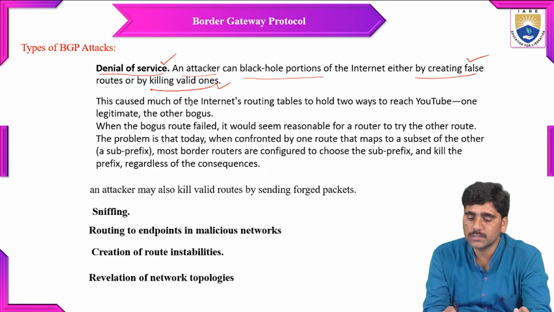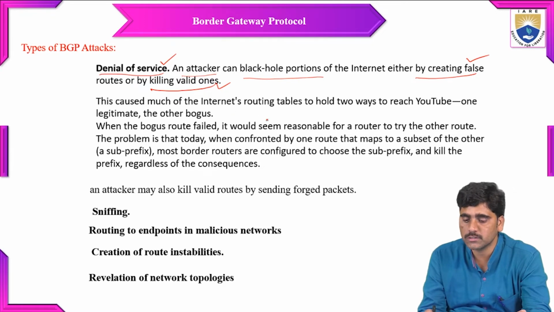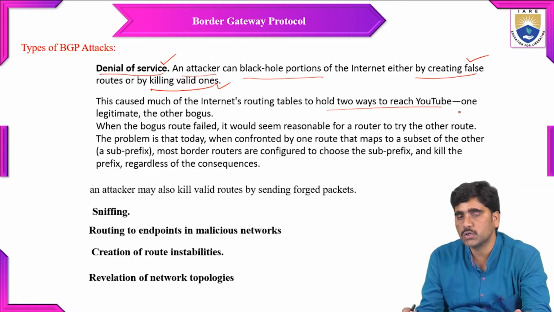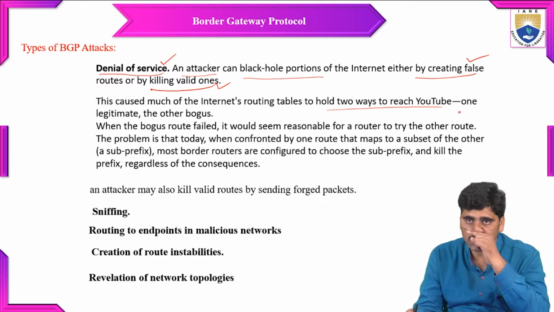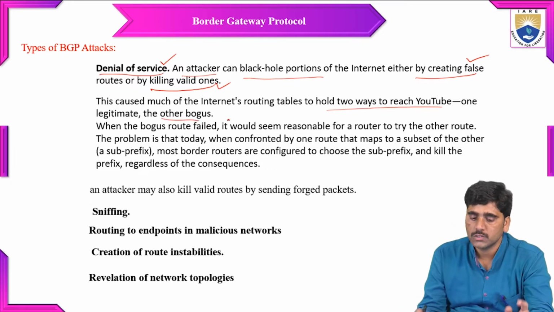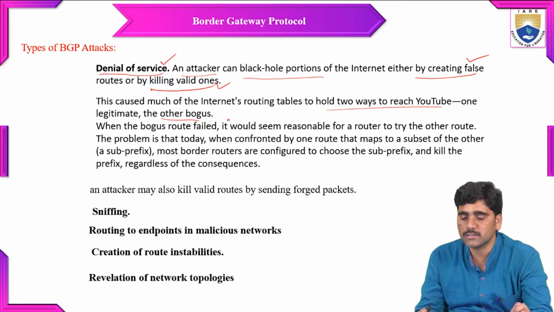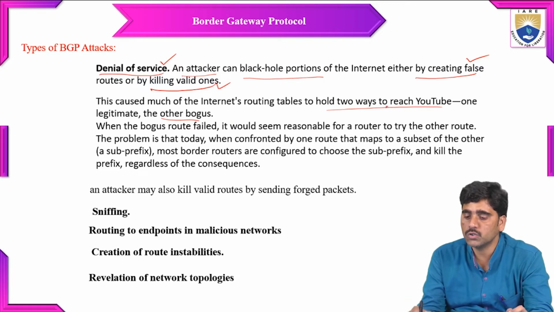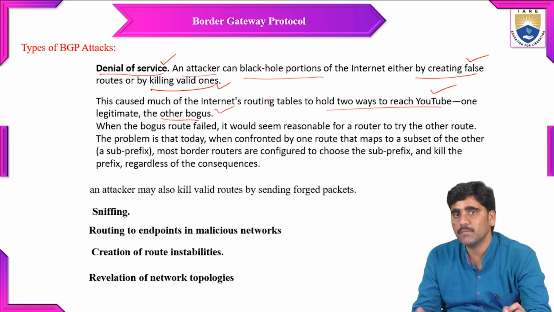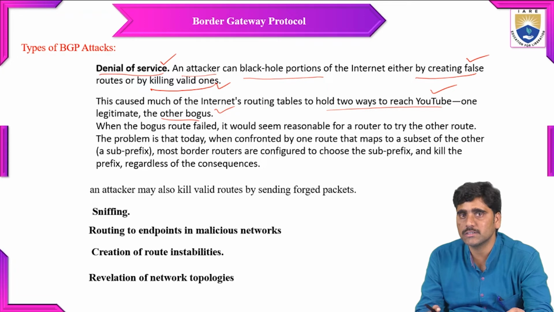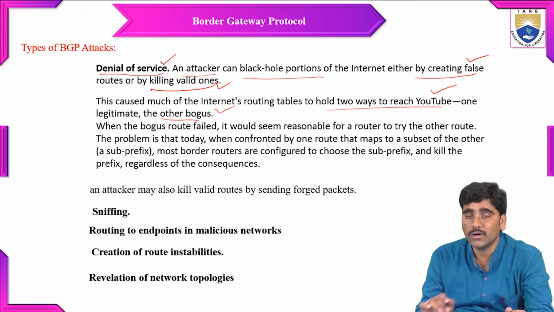This caused much of the internet's routing tables to hold two ways to reach YouTube, one legitimate, the other bogus. That means they can access that much of the internet's routing tables by using two ways. One is the legitimate way and the second one is the bogus way.